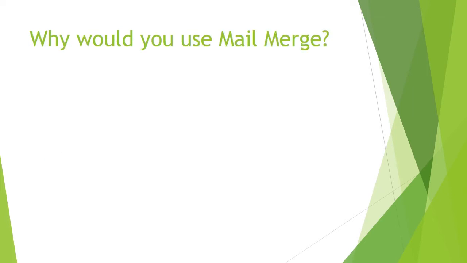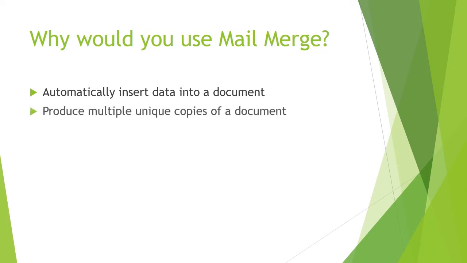Now, in terms of all this merging that we're talking about, mail merge we use to automatically insert data into a document. So it might be, for example, that we have a large amount of addresses and personal details that we want to put into a letter template that if we were to type out manually would take a long time. And so what we're doing is we're producing multiple unique copies of a document. So it might be, for example, that we've got 20-30 people that we want to send a letter to, and it will produce 20-30 copies of that letter with their addresses automatically put in.